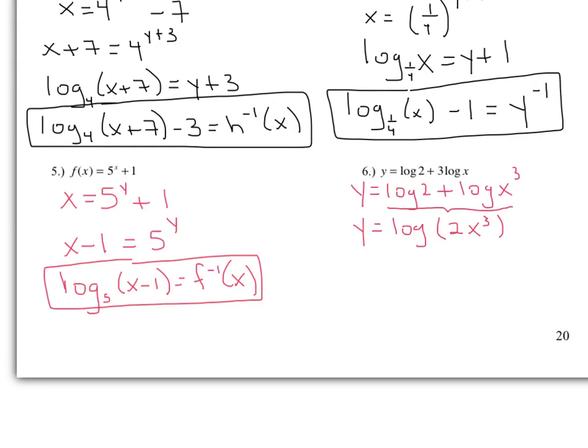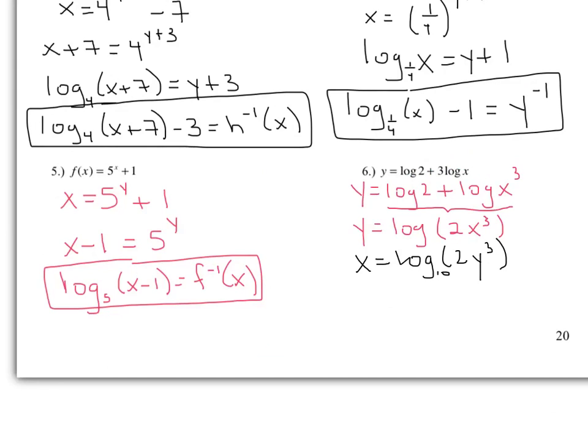Now keep in mind we are starting with a log, so we would expect our answer to be an exponential function. So we're going to go back to finding inverses, so I'm going to switch my x and my y. So we'll have x equals log 2y cubed. And we're going to rewrite this now. Just a reminder that this is base 10, if it's not indicated of a base, it's base 10.